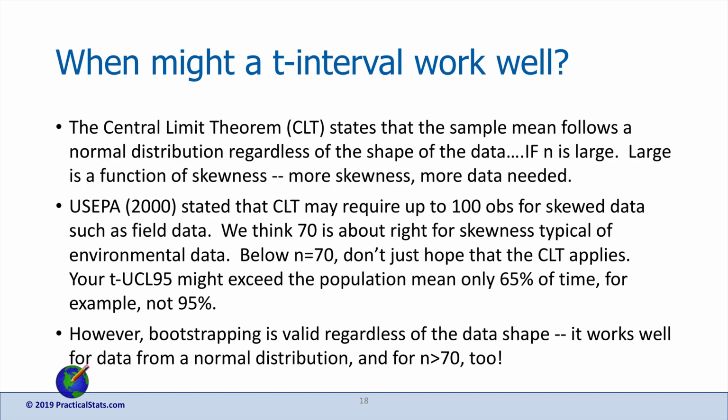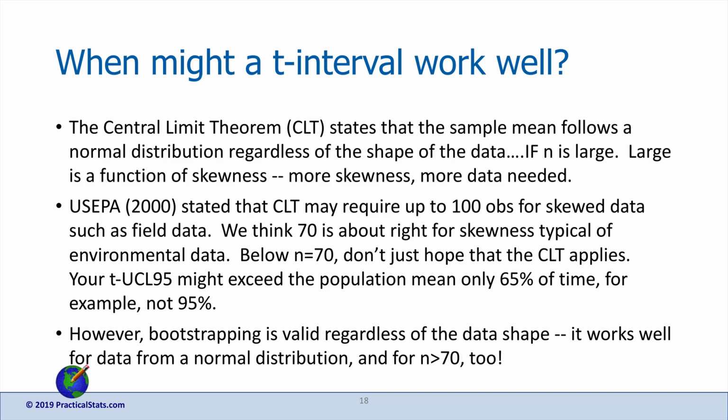When might a t-interval work well? When you have a normal distribution or a whole lot of data. The US EPA, I believe in a document related to ProUCL software, said that they thought that about 100 observations were needed for skewed data to really rely on the t-interval being a valid way to produce a representation of where the mean might be. And I think it's closer to 70, but that's okay. You get the picture. So it's a lot more than 30. And we just saw an illustration where 40 was not enough. So it is a function of skewness.